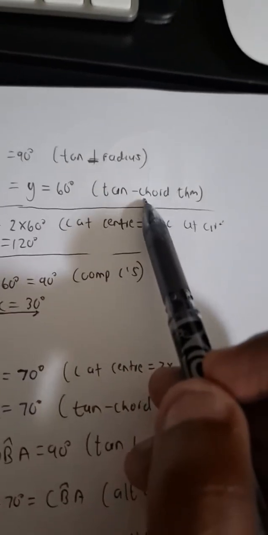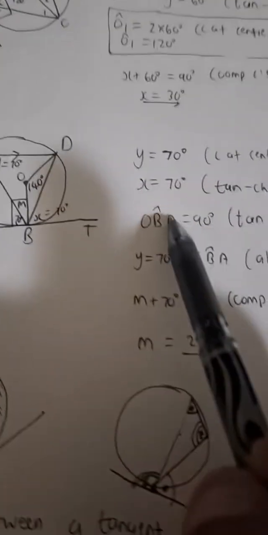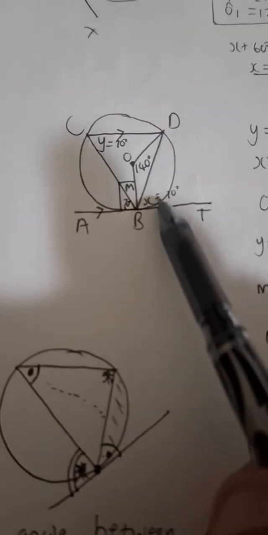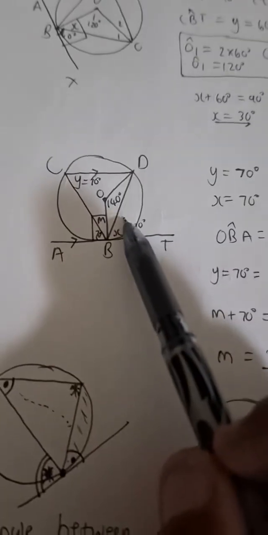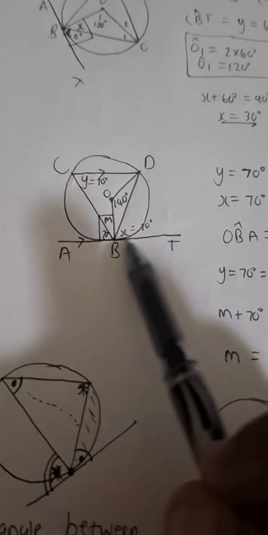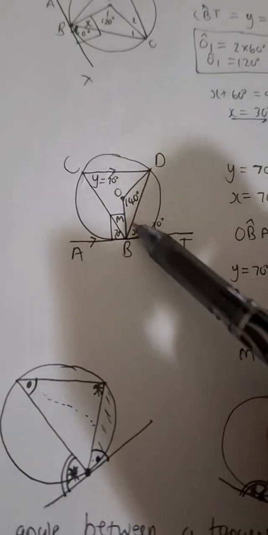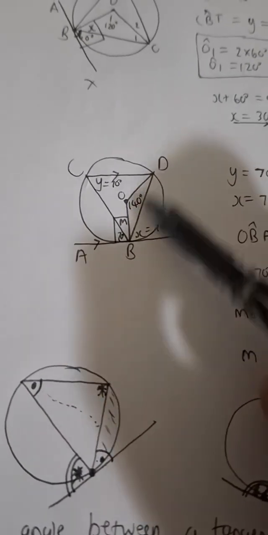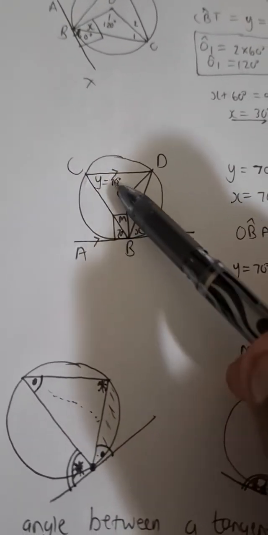And he said tan chord theorem. That is the application of the tan chord theorem. All right. Then the other problem where he used the tan chord theorem was the second one, where he said X, right, here. Because we had found that Y is equal to 70, he was then able to say that X is equal to 70. If you look at the tangent, here it is. BD is the chord, and BD subtends which angle at the circumference? It subtends angle C, which is basically Y, which is 70 degrees.